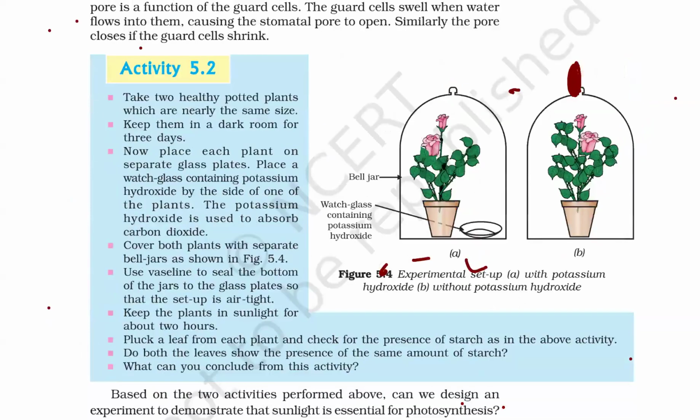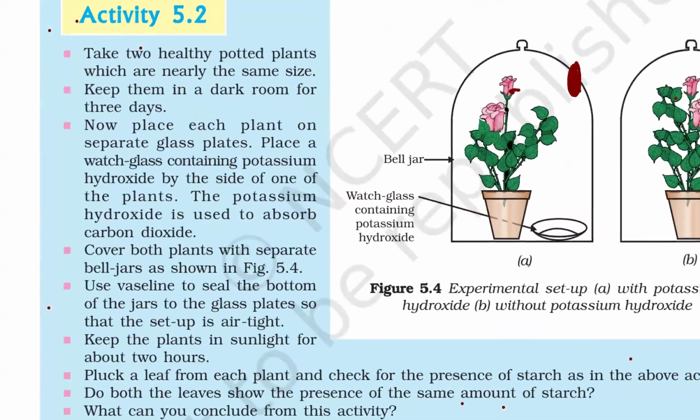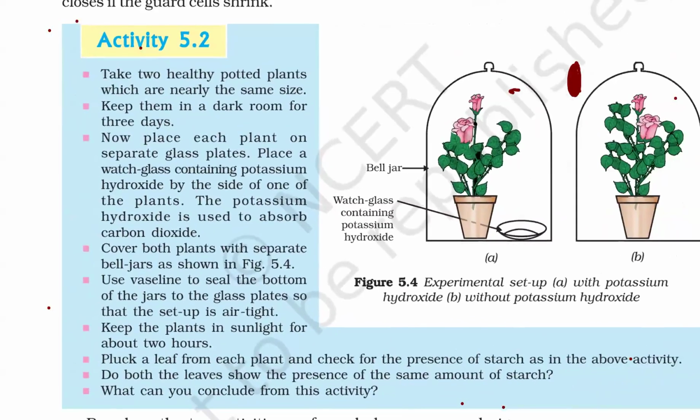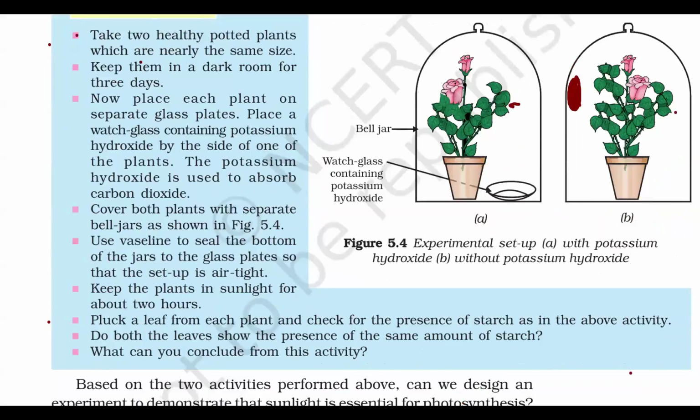Take 2 healthy potted plants, which are nearly the same size. Keep them in a dark room for 3 days. Now place each plant on a separate glass plate. Place a watch glass. I don't know whether you have seen it in your labs or not. This is the watch glass. It is like a very small plate made up of glass.